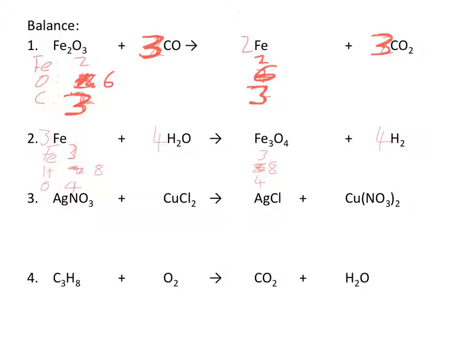Right, the fourth one. So we've got silver, nitrogen, oxygen, chlorine and copper. Oh, this is going to be a right mess. Let's have a go at making that a little bit smaller.